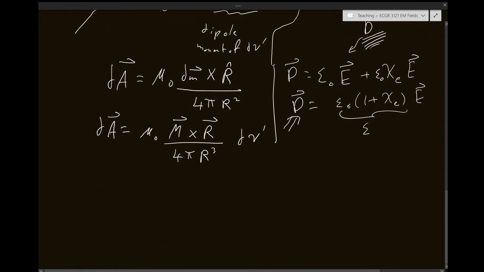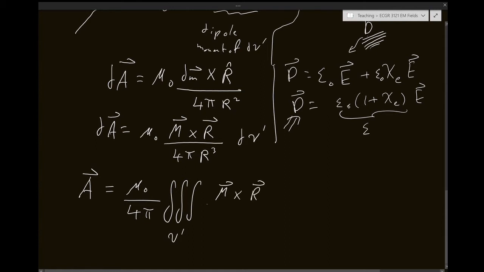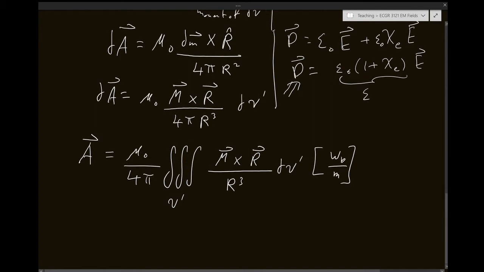And then the complete magnetic vector potential is just going to be mu naught over 4 pi, the volume integral over all of space, or over the whole medium or material, of m cross r over r cubed dV prime, in Weber per meter. Okay. How do we get B? We get B by taking the curl of A.